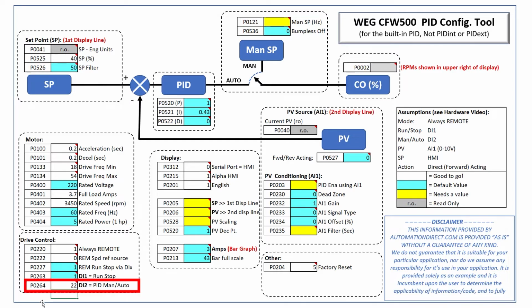Now that means digital input 2 controls this guy. When we flip that switch to auto, the PID loop runs normally. When we flip him to manual, it stops the PID process and allows us to manually enter whatever value we want to appear at the control output. We enter that value in parameter 121 in Hertz. We'll set that to 0 just so we don't get any surprises when we turn this thing on.